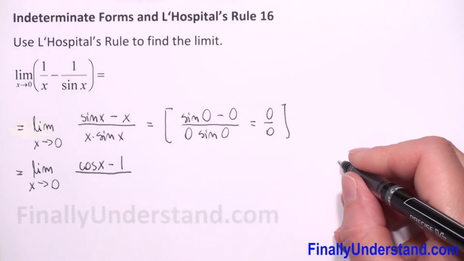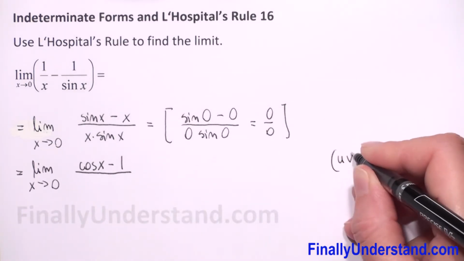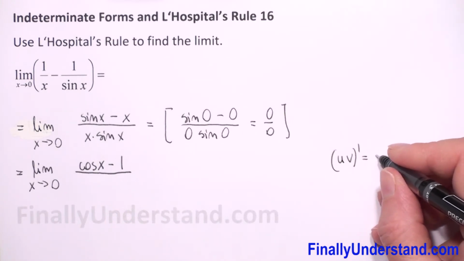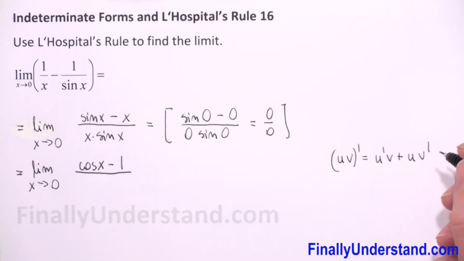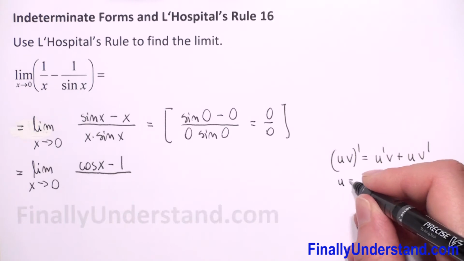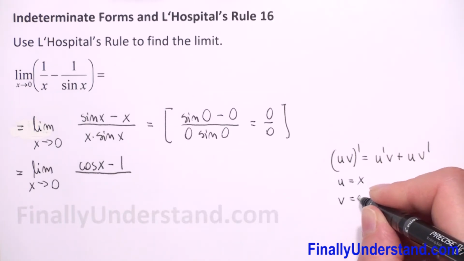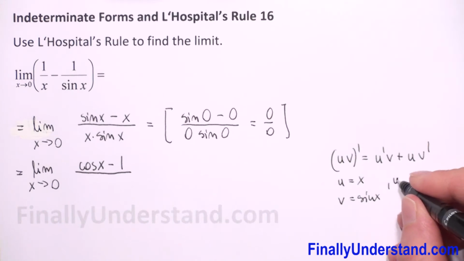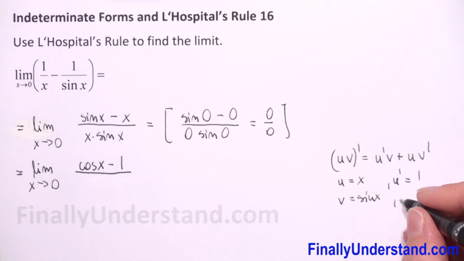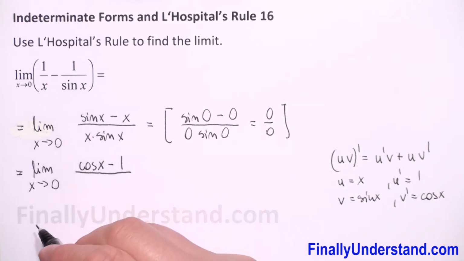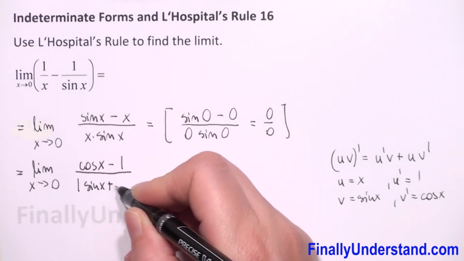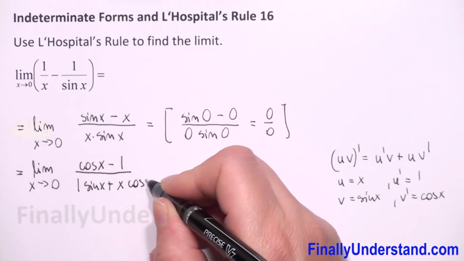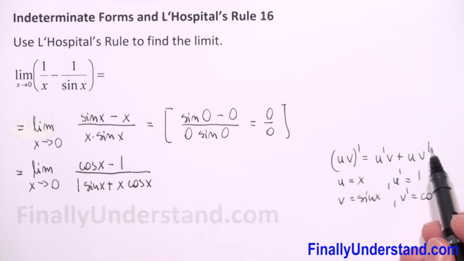Let me remind you, when we have u times v, the derivative is equal u prime times v plus u times v prime. In our case u is equal x, v is equal sine of x. Derivative of u is 1, derivative of sine is cosine of x. We have 1 times sine of x plus x times cosine of x. I just substitute to this formula.